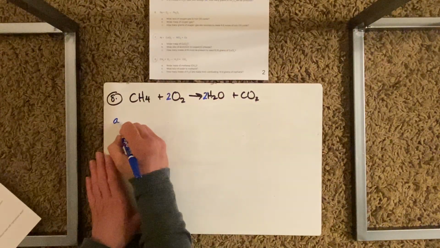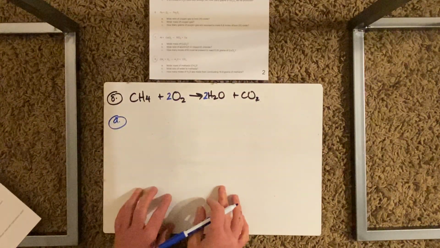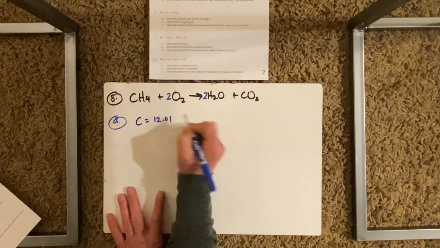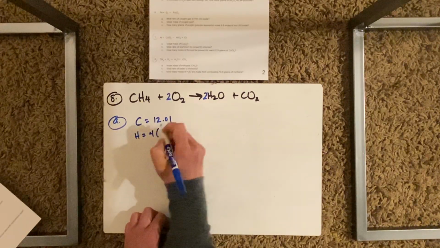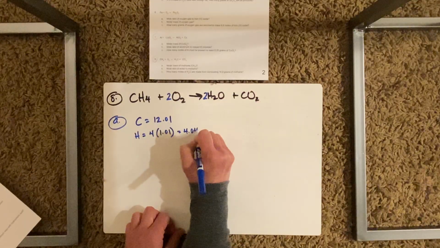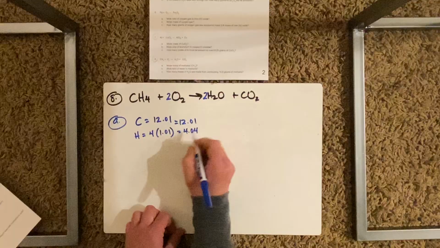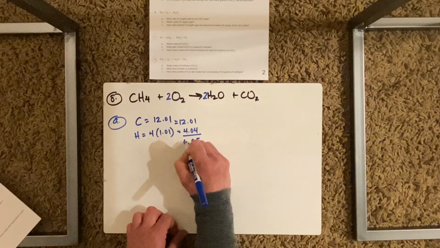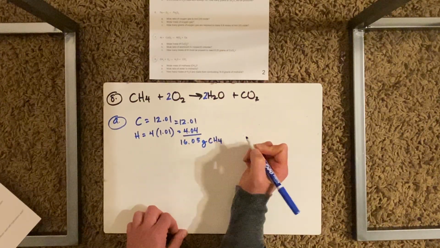So the first question on here is what's the molar mass of methane? Methane is CH4. So again, we're going to use our periodic table. Carbon equals 12.01. Hydrogen, there's 4 atoms, so we're going to multiply 4 by its mass, which is 1.01. So now we're going to add up 12.01 and this 4.04. So we're going to get 16.05 grams of methane.